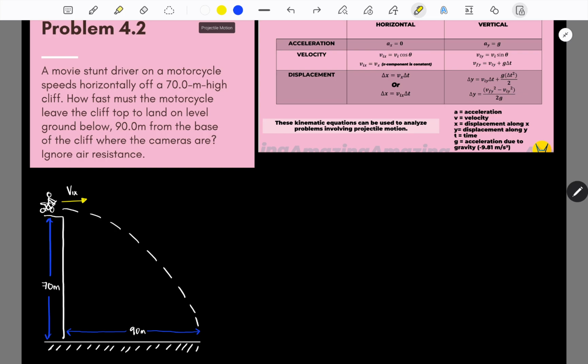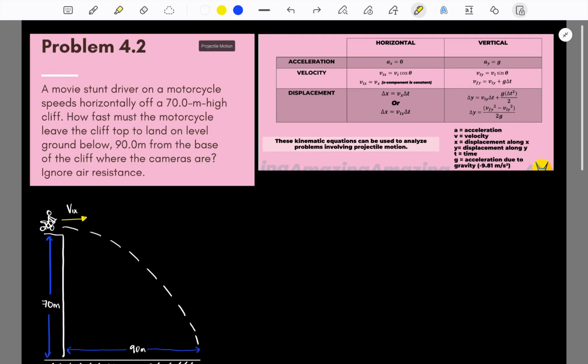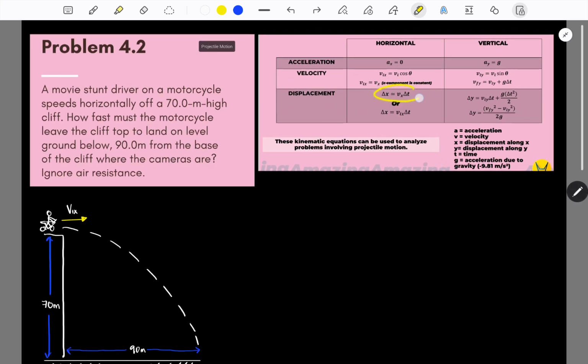If you survey the equations that we have, you will notice that the horizontal velocity has two equations. It could be this one or this one. But since we're looking for the initial velocity upon leaving the cliff, we are to use this formula. The problem, however, is that this equation requires the value of time, and time is not a given variable. So our first goal is to solve for the time variable.